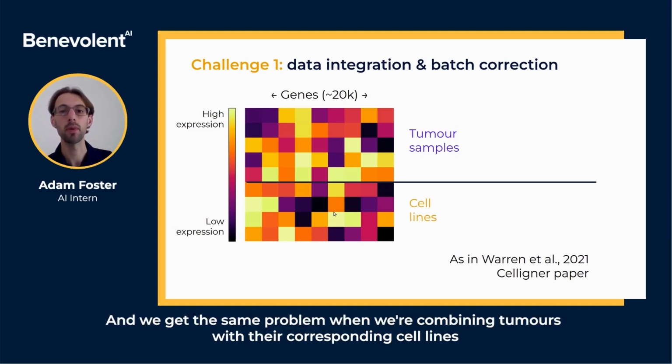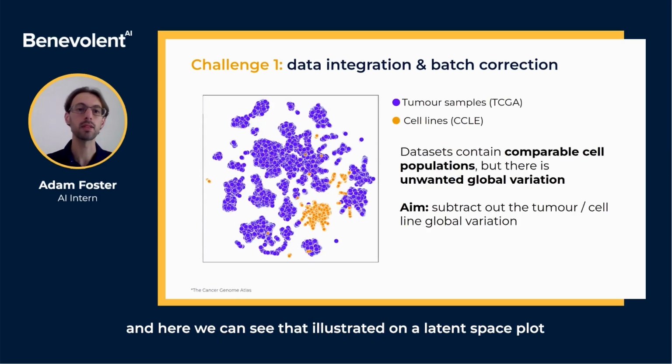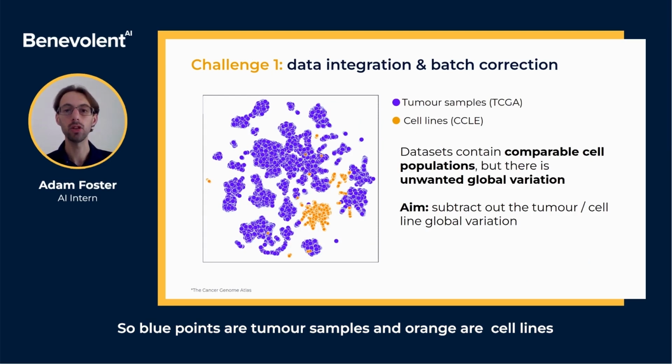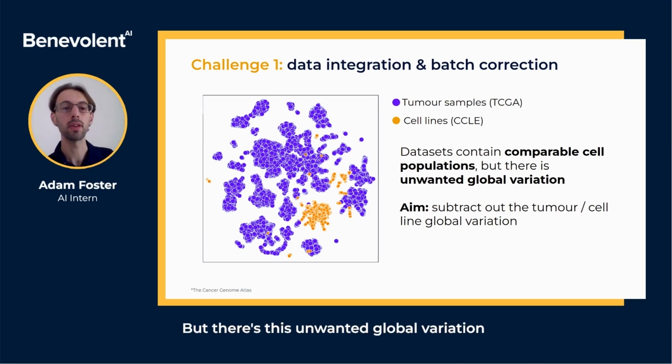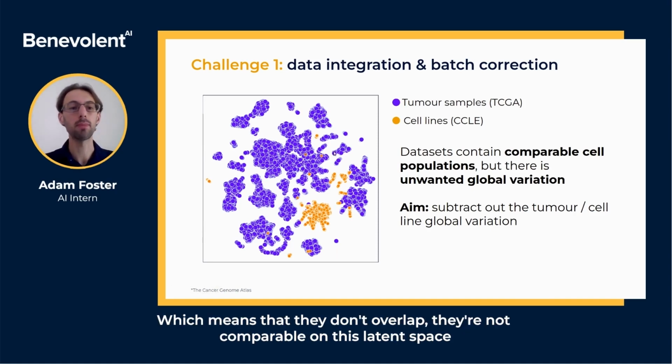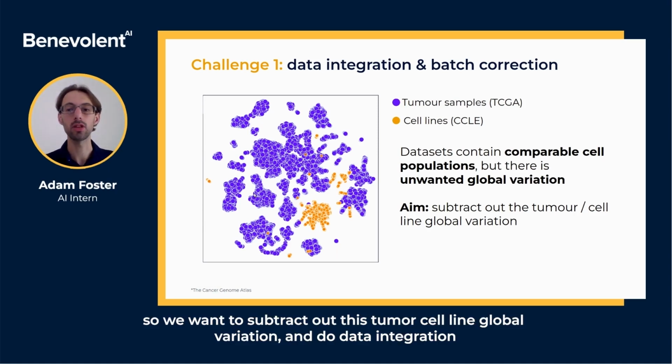And we get the same problem when we're combining tumors with their corresponding cell lines. And here we can see that illustrated on a latent space plot. So blue points are tumor samples and orange are cell lines. And we know that these data sets do contain comparable cells. Both contain prostate cancer cells, breast cancer cells, etc. But there's this unwanted global variation, which means that they don't overlap. They're not comparable on this latent space. So we want to subtract out this tumor cell line global variation and do data integration.